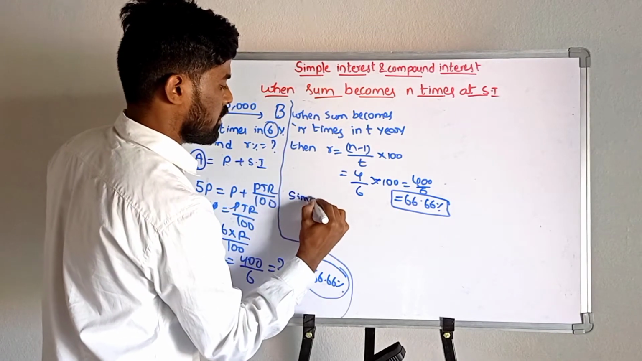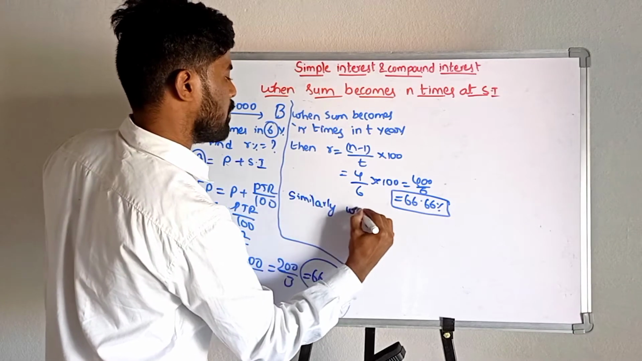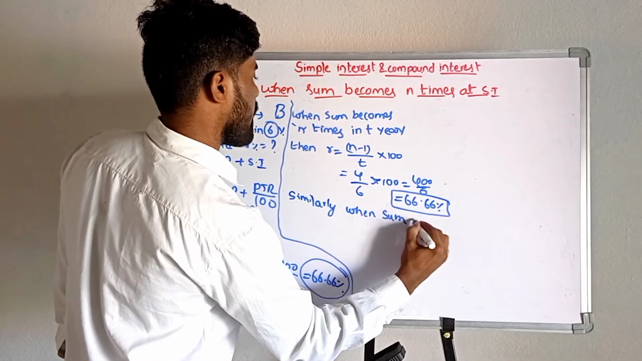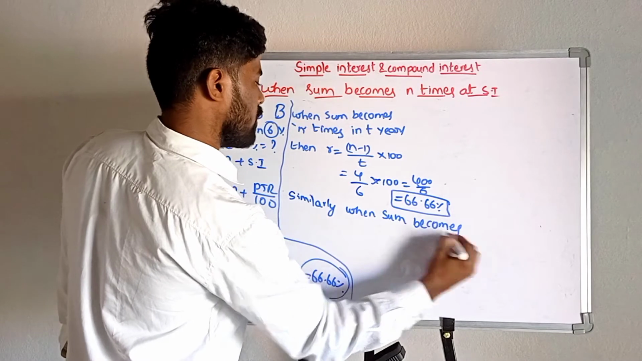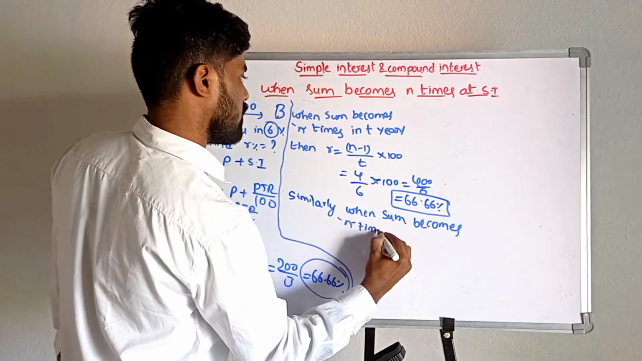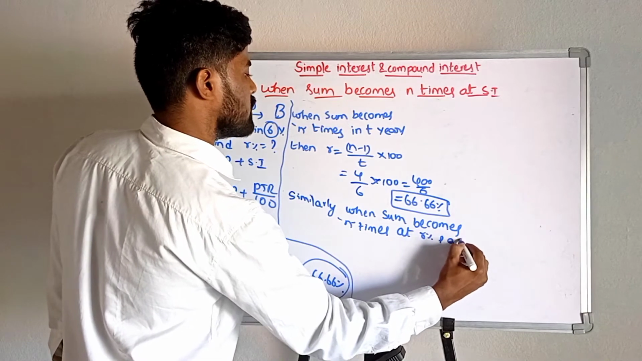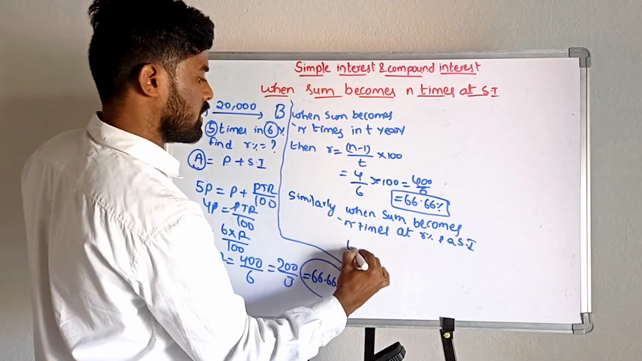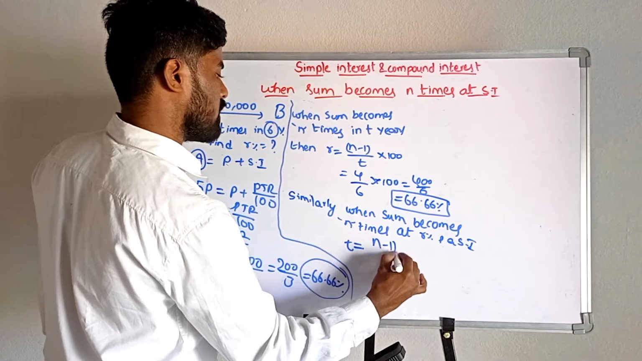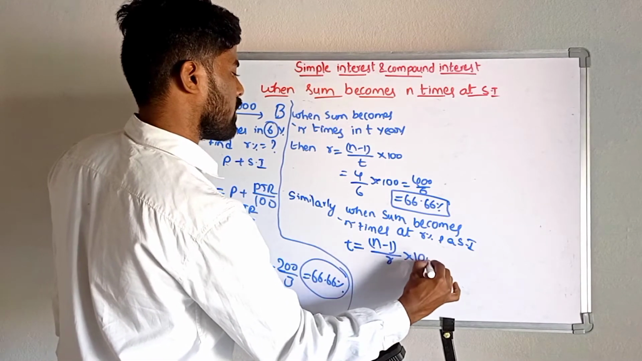Similarly, when a sum becomes n times at r% per annum simple interest, then t is equal to (n minus 1) divided by r, into 100.